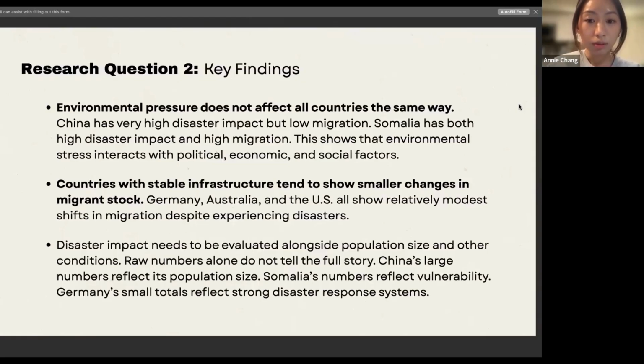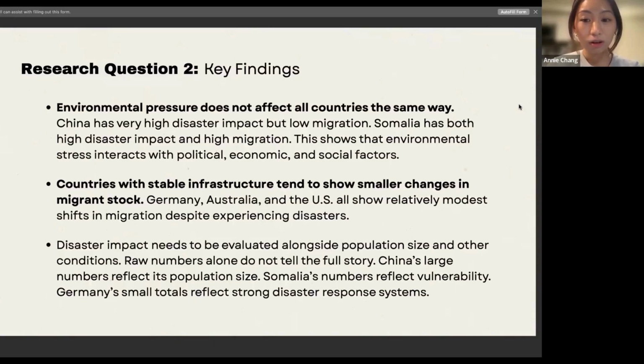Moreover, countries with stable infrastructure tend to show smaller changes in migrant stock. Germany, Australia, and the US show relatively modest shifts in migration despite experiencing disasters. Disaster impact needs to be evaluated alongside population size and other conditions. Raw numbers alone do not tell the full story. China's largest number reflects its population size, and Somalia's number reflects vulnerability. Germany's small total reflects a strong disaster response system.